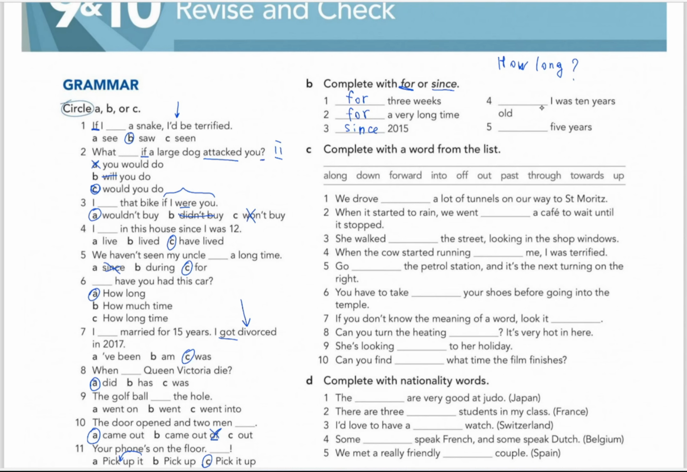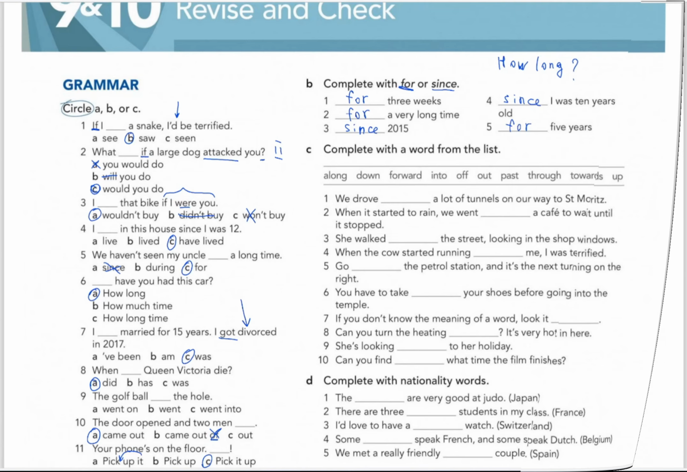All right. Okay. So number two is done. So number three is done. Number four, I was 10 years old. It's also beginning of time or point of time. Since that point. And what's that point? Since I was 10 years old. That's why we're using since here. 5 years, like 1 year, 2 years, 3 years, 4 years, 5 years. So that will be period of time. That's why we're going to use for, guys. That's it. B is also done now.